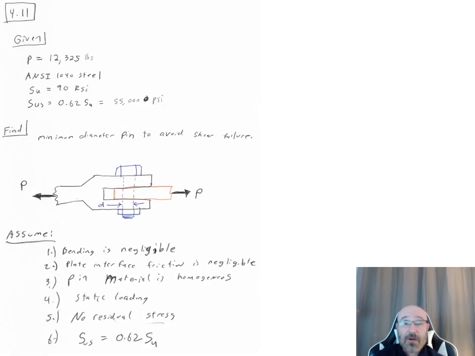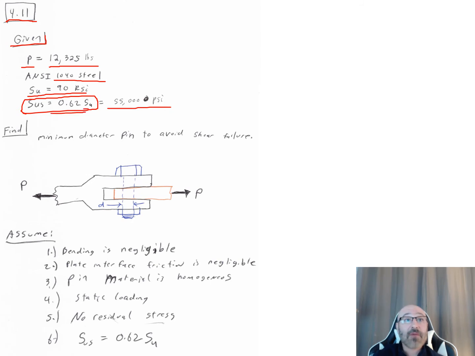So based upon all those assumptions, we write out our setup page. Even though that problem statement was pretty close to a setup page, I'm still going to go ahead. This is our problem number, problem 411. This is our given information. We know we have this external load P of 12,325 pounds. We know we're dealing with a 1040 steel. We have our SU value of 90 KSI. Based upon our assumption, we have this relationship to get our SUS, which is going to be 55,000 PSI when we multiply our SU by 0.62.